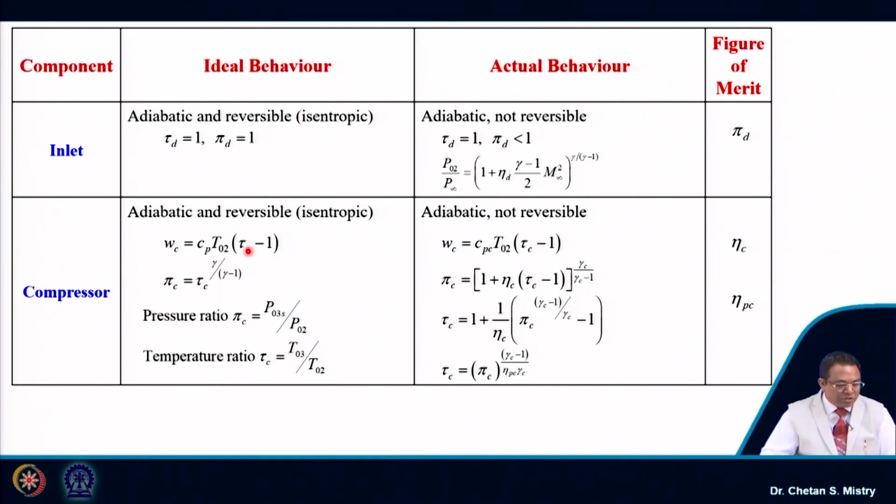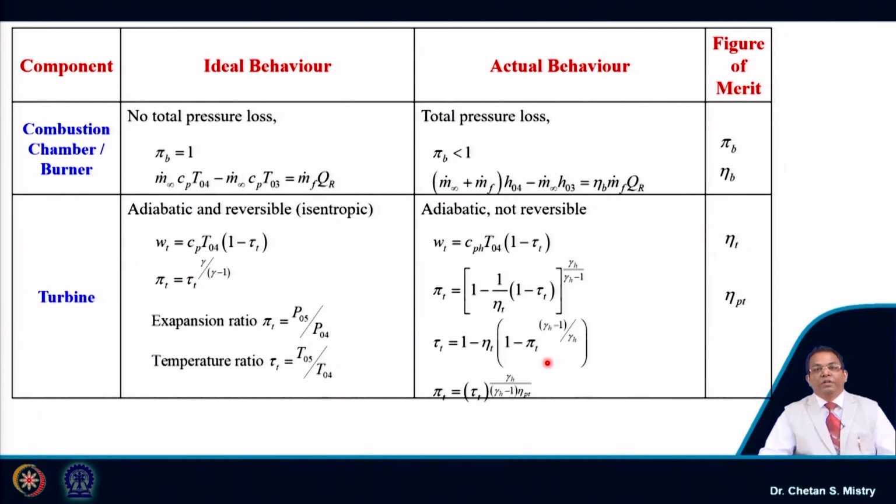The second component we have discussed is the compressor. For ideal condition we have assumed an adiabatic and reversible process, and we have introduced two more parameters, pressure ratio and temperature ratio for the compressor. In actual condition, since this process is not reversible because of the losses, the compressor work definition is changed. Here we have introduced two different efficiencies, polytropic efficiency and isentropic or adiabatic efficiency of the compressor.